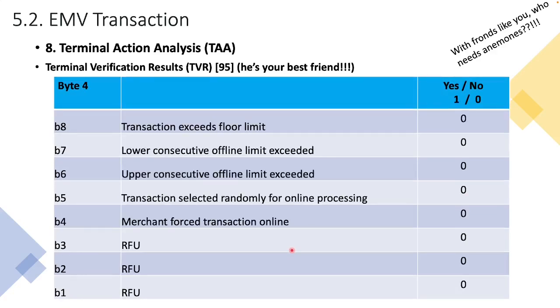Byte 4 talks about limits, so transaction velocity limits in bit 8, bit 7, bit 6. Remember we spoke about the older implementations where the consecutive offline limits, lower and upper, were processed by the terminal and not the card. You don't see it too often these days, but it is in the TVR. So in those regions where a terminal does still do it, it will record it here. We then speak about transactions being selected randomly for online processing. You guys are familiar with the concept. And obviously the last one that we spoke about in the last video was around the merchant forcing the transaction online, using that special hotkey button on the terminal.